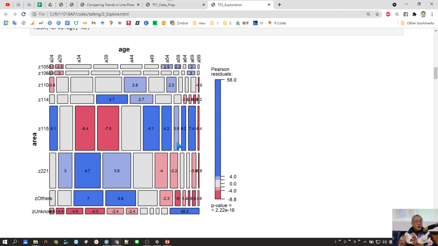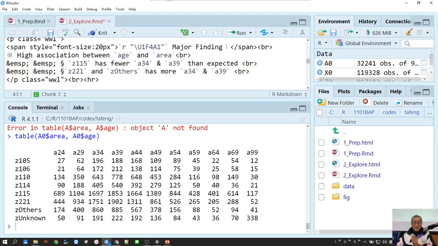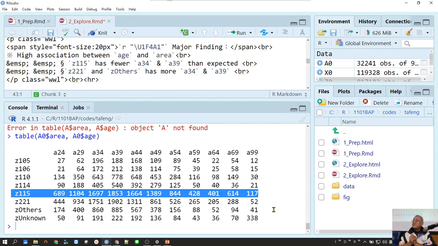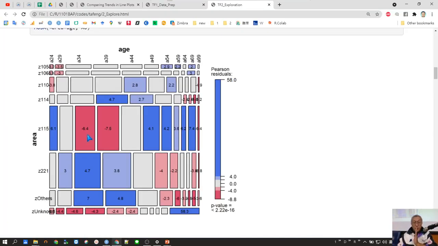Right? Let's take this column as an example. This column actually reflects Z115, right? So the box size actually reflects this column. Okay, the box size actually reflects this column, right?